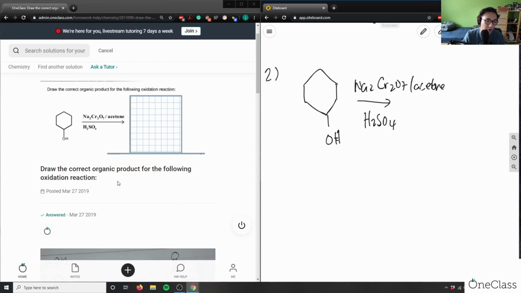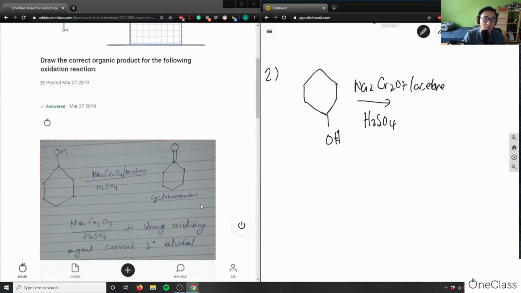Draw the correct organic product for the following oxidation. So if it oxidizes, this reaction is just going to simply create a ketone, right? So simply here, it creates a ketone here. So this solution is, again, correct, right? It just creates a ketone. So this here is a correct solution. Again, I have a hexagon, and then I simply have a ketone here.